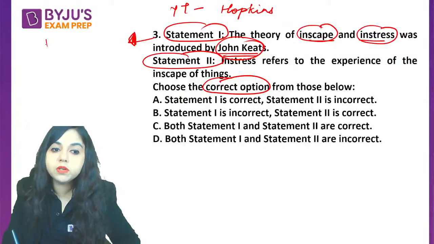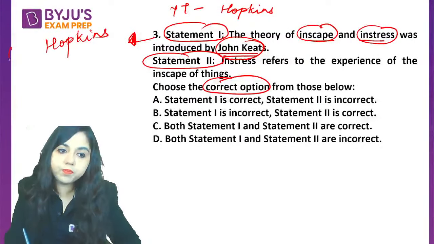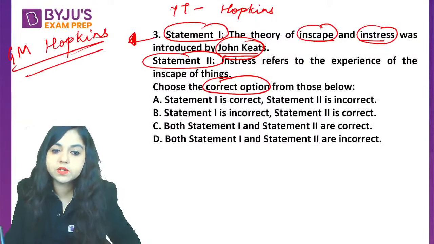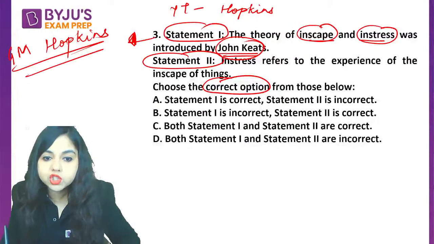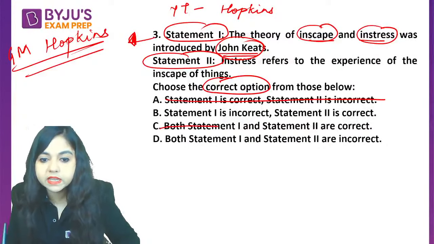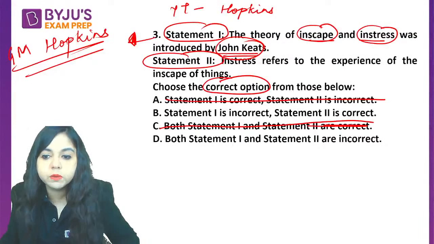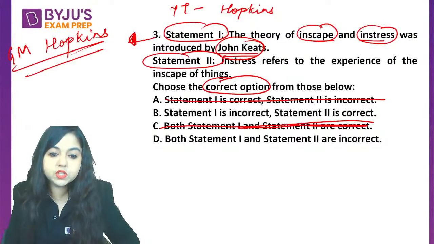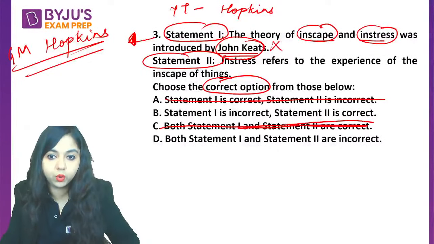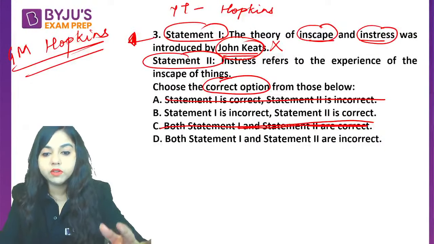So Gerard Manley Hopkins is the person who gives us this. So this statement is not correct. Statement 1 is correct, and the incorrect options will be eliminated immediately. John Keats is not giving this particular theory at all, right?